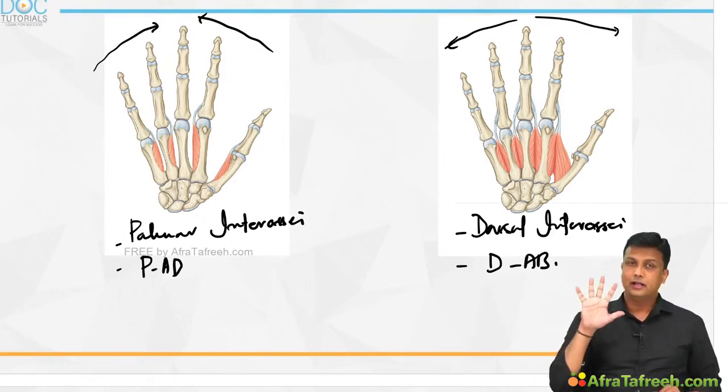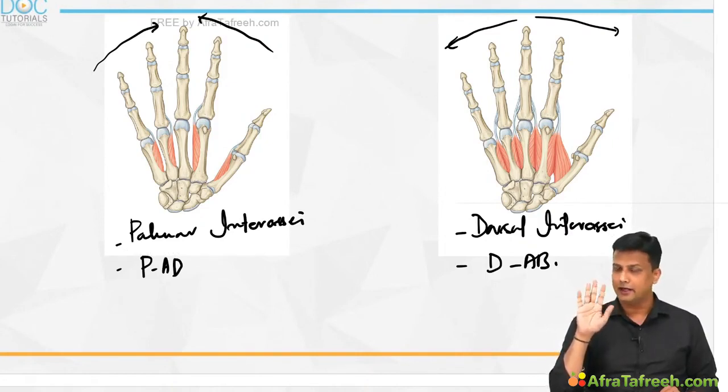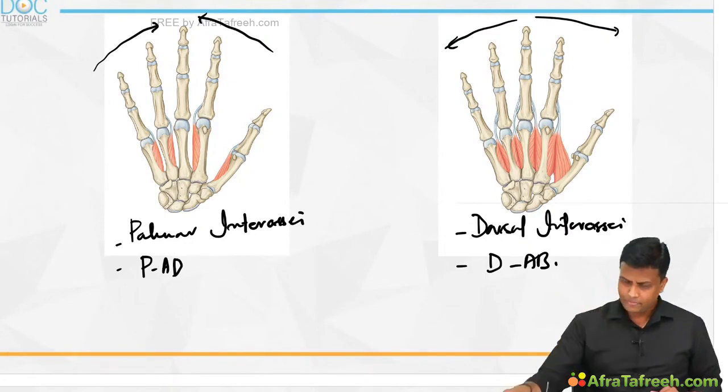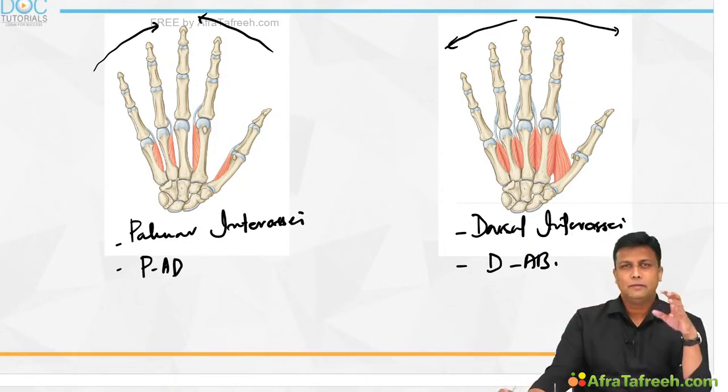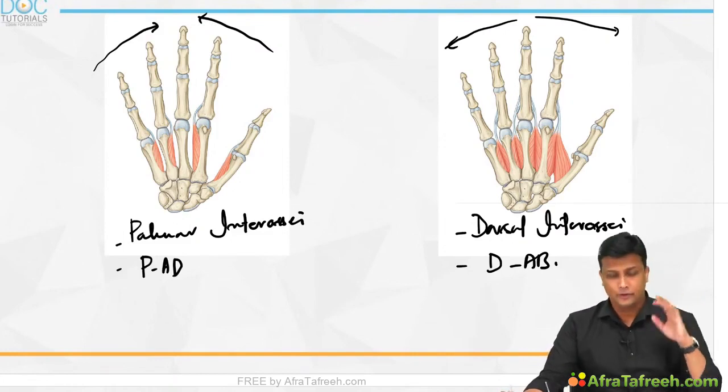So palmar interossei will be helping in bringing all the fingers closer, and dorsal interossei is the one which is helping in taking the fingers away from there. So palmar interossei PAD and dorsal interossei DAB. Fine. Now all this is basic information. Now what is your AIMS exam and INI-CET exam concerned about?